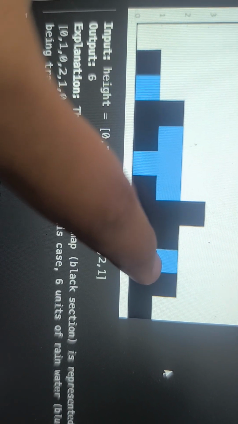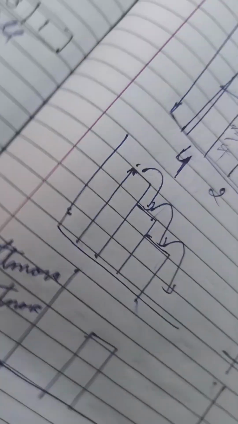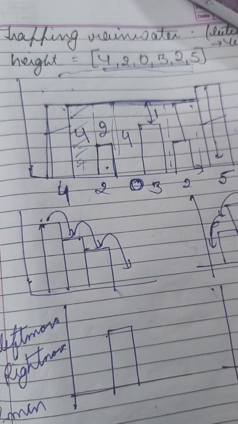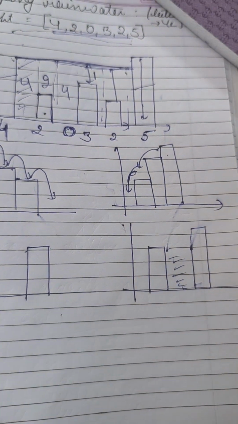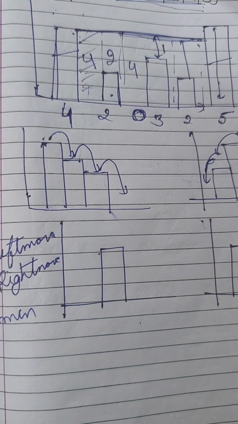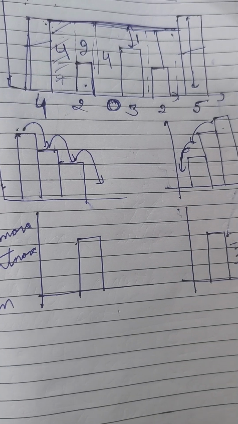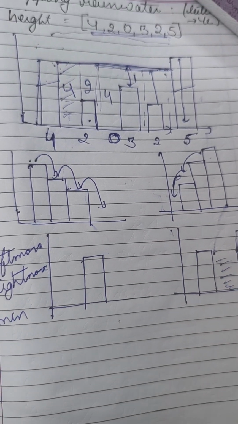Now when there's no space between the two bars, there is nothing, no water is going to be stored. Moving to the next, there is this much difference, then that much water is going to be stored over here. I hope you would be getting it. Now moving ahead, in this way we take out the trapped rainwater.